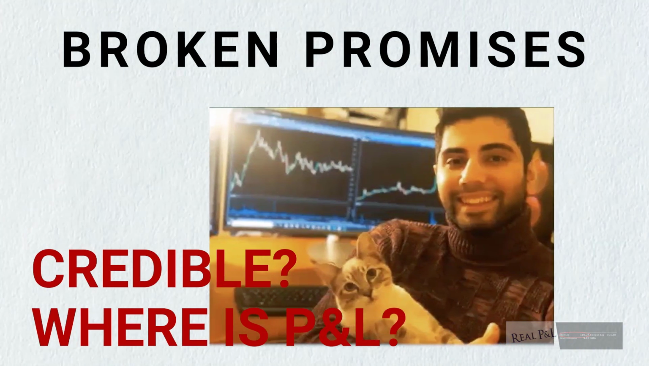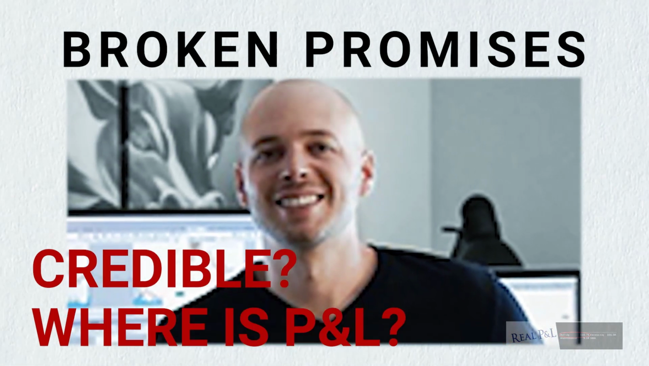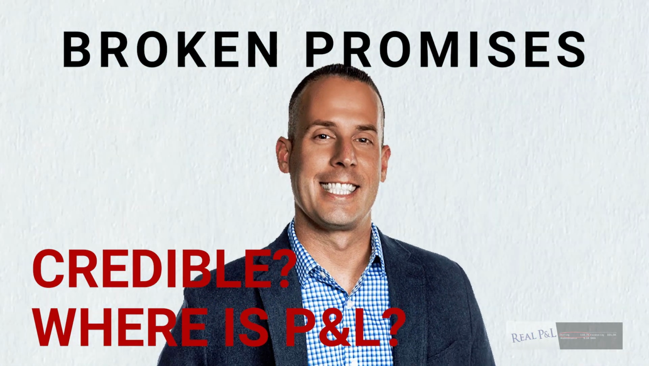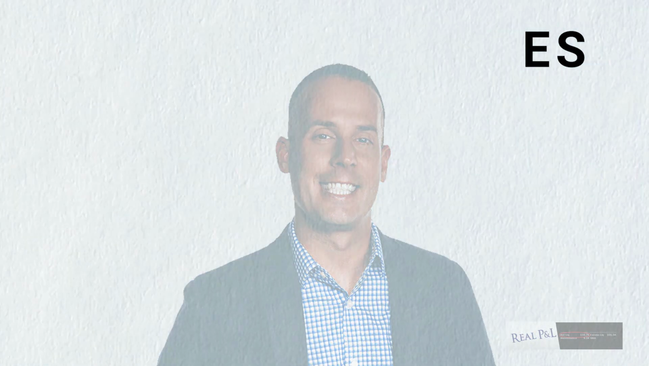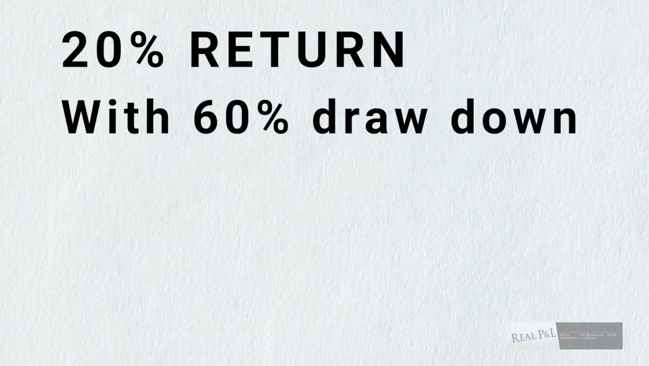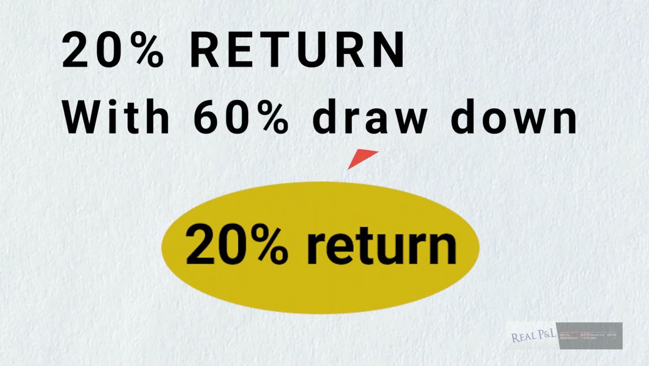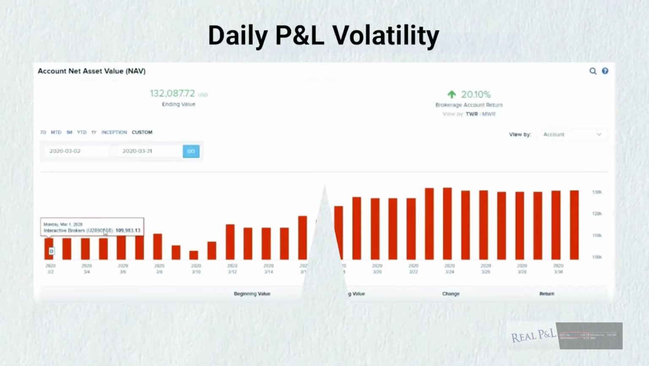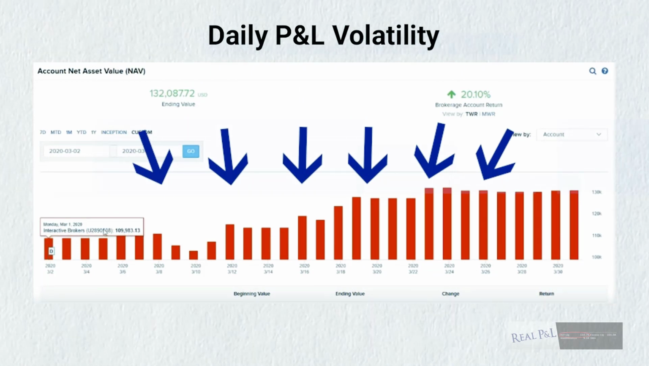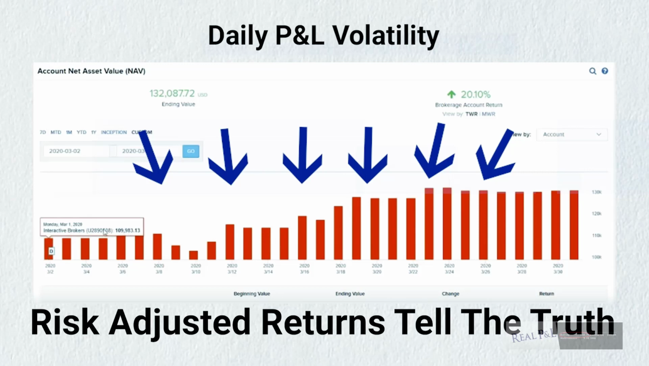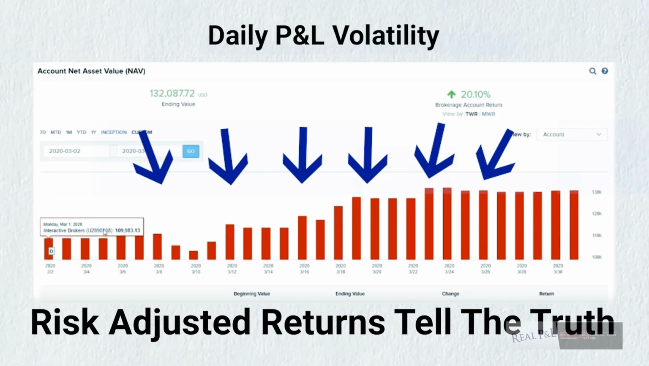Not only share P&L, but also share the account P&L volatility, which means how much did the account value move up or down? If your account made 20% return, but it was down 60% at one point, then the 20% return is not a good return on risk. Sharing the P&L volatility is important because risk-adjusted returns are the real truth. And this is why I share my P&L and I show my daily moves of my P&L.